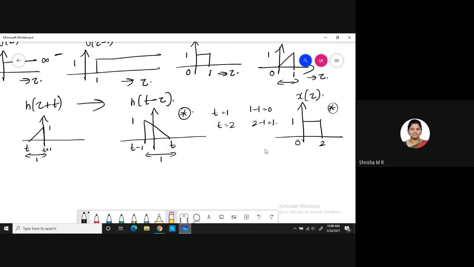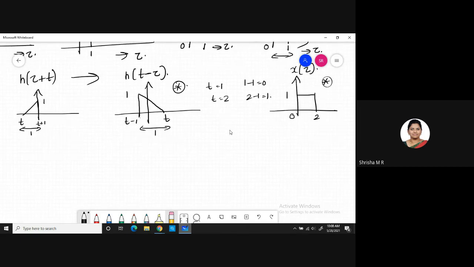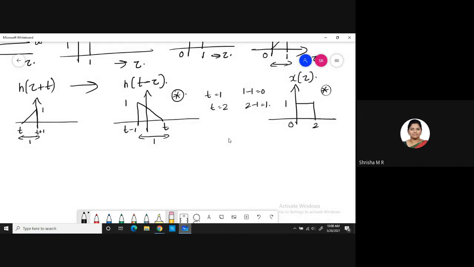Till here, clear? Yes. Clear, everyone? So if it's clear, we'll start the convolution. Take case 1. These two are our waveforms of interest. Always take these two as reference. X of tau is fixed and we are varying h of t minus tau. Okay. So case 1 is when t is less than 0. So when t is less than 0, what happens?